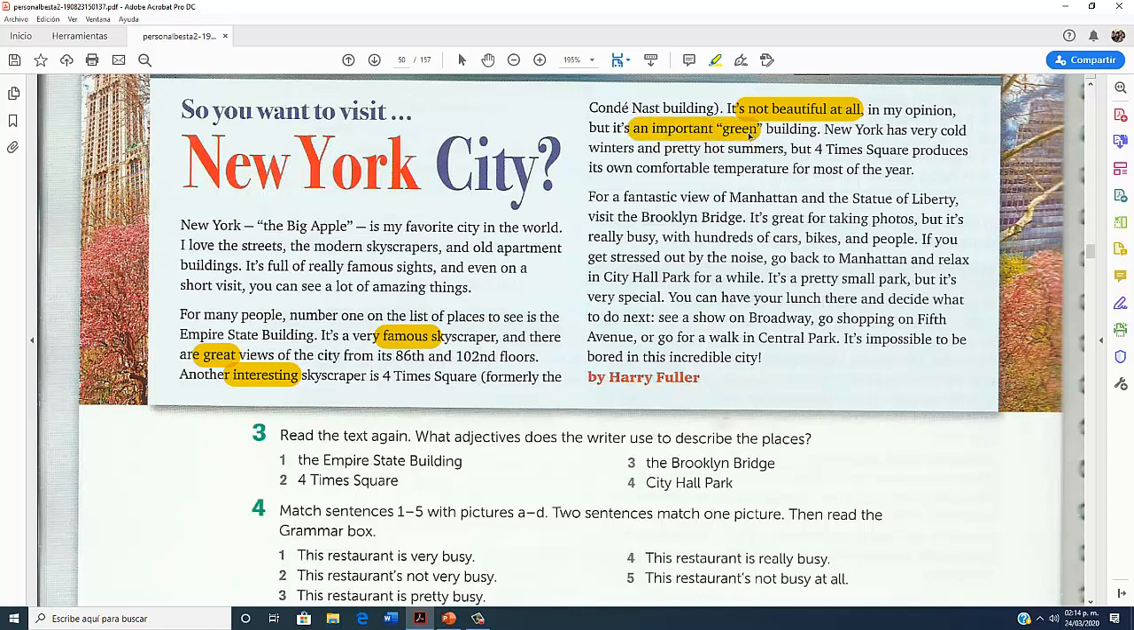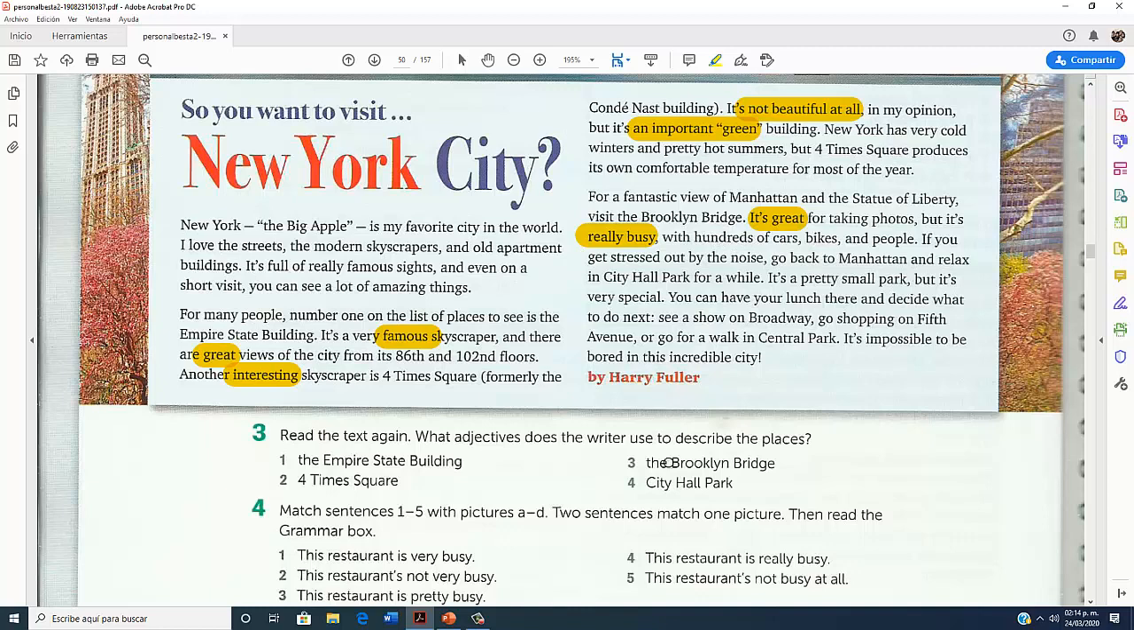Oh, interesting. New York has very cold weather. Yeah, okay. The Brooklyn Bridge. What adjectives does the writer use to describe the Brooklyn Bridge? "For a fantastic view of Manhattan, you can visit the bridge. It's great for taking photos, but it's really busy." Also, the writer says it's a great place for taking photos, but it's really busy.